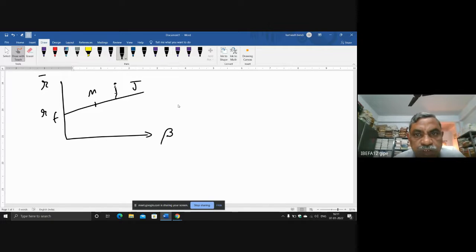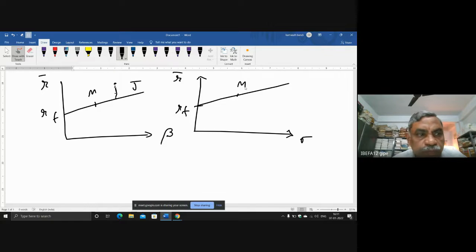And similarly, RF, R bar, let us say somewhere, this is your M. Suppose this is ABC point, right? The slope of this, actually the slope of M should be this, whereas the slope of this ABC fund is this. So this is Sharpe ratio. This is Sharpe ratio.